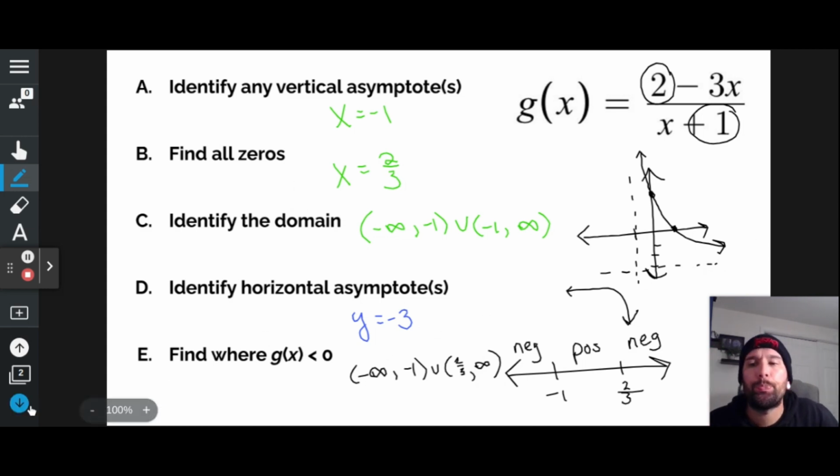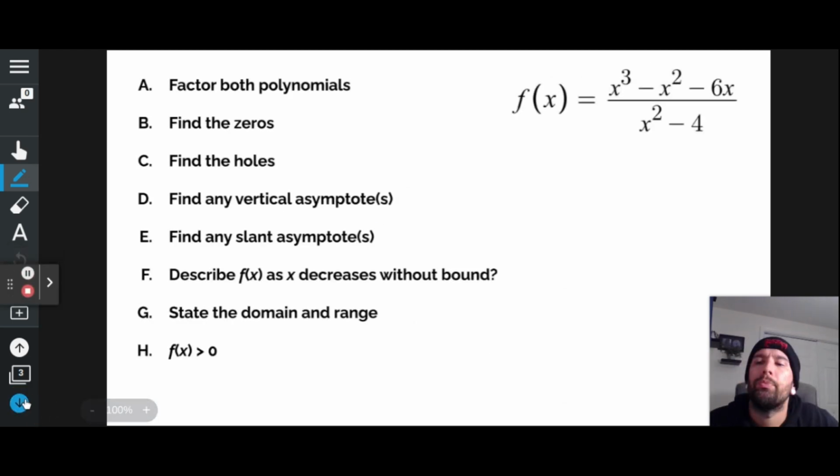All right. Let's look at another one. All right, what do we have? We have a cubic over a quadratic. So this one changes slightly from what we just did. What we're going to do is exactly what it says in A, and then we're going to see what we have to do after that.